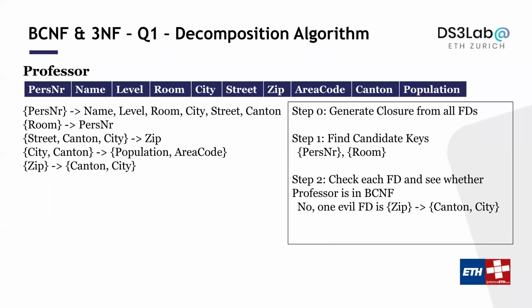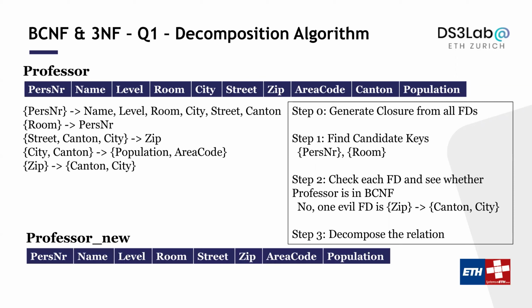So this is just one evil functional dependency. There are other evil functional dependencies. For example, if you take street, canton, city, and zip code, that's also another functional dependency that makes this relation not in BCNF. But here we found one. So then we can take that and decompose this relation. We will generate one relation with both the left-hand side and the right-hand side of this evil functional dependency, that is the zip code: you have zip, you have canton, you have city.